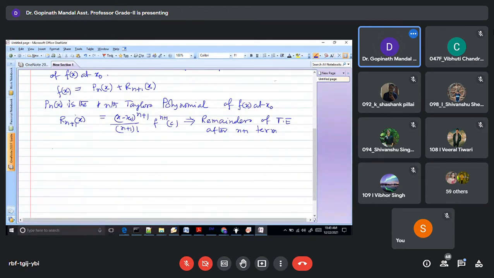Now suppose we put x0 equal to a and x equal to a plus h. That means in this interval, a equal to x0 and a plus h is x, where h is a number greater than 0.